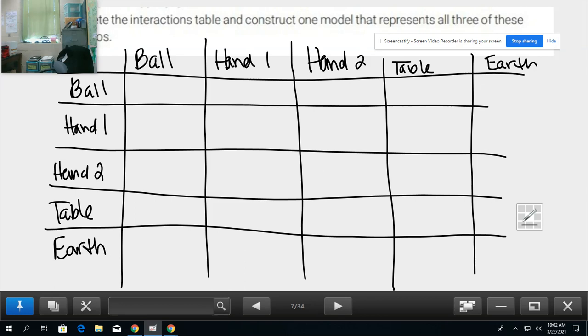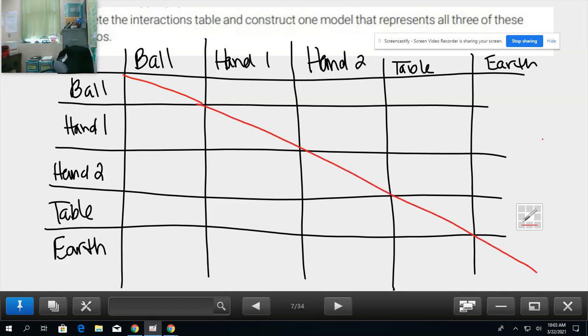Okay. If our objects come in contact with each other, or if they are applying some type of force, either a contact force or a force at a distance, we're going to use a plus sign. If they are not in contact, they are not applying any kind of force to each other, we use a minus sign. And the ball can't interact with itself, so we put a slash. The hand can't interact with itself.